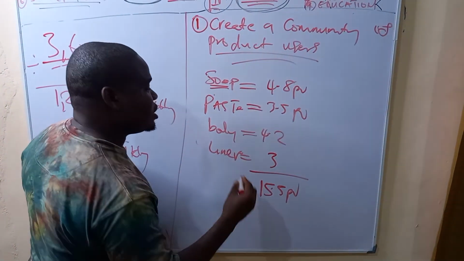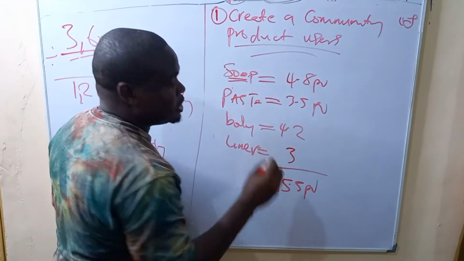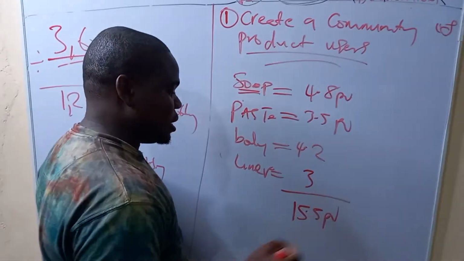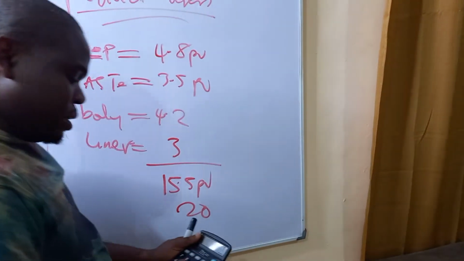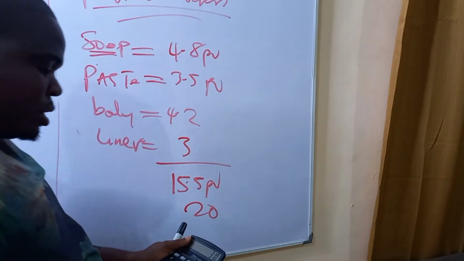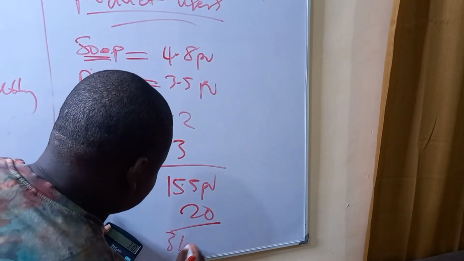When this thing gets finished, they will come back again. Imagine you have 20 persons doing this with you every month. That is about 310 PVs.